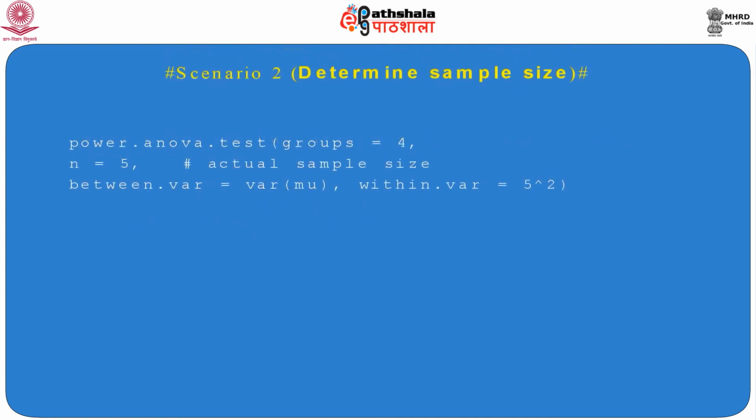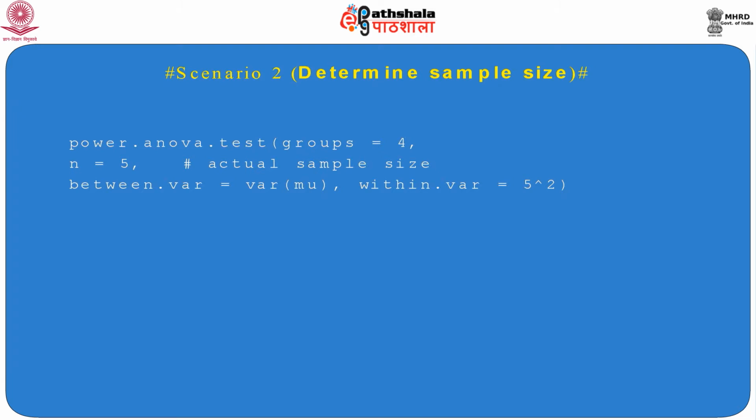Now we will go for another scenario. This is the result observed for power.anova.test, where again we are using groups equals 4 with sample size for each group equals 5, and between variance is assigned as variance for mu, where mu is assigned the 4 group mean values, and within variance is assigned as 25.